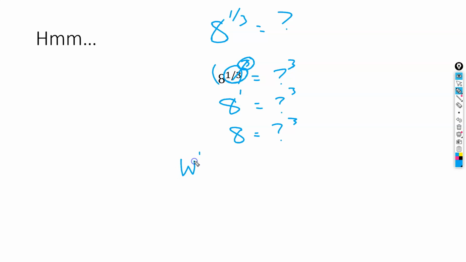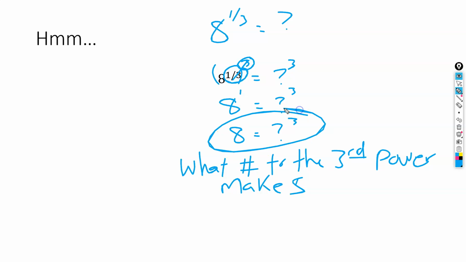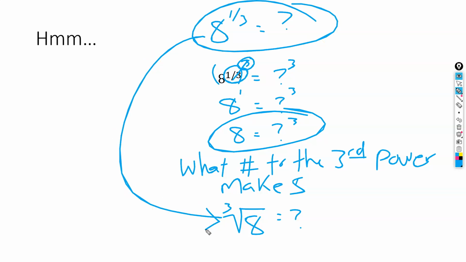So in other words, what number to the third power, or you could also say what number multiplied by itself 3 times makes 8? Well, we saw that earlier today, right? And the answer is 2. So another way you could think about this is you could say, oh, well, that number must be the cube root of 8. Okay, so instead of doing all this work every time, we're always going to jump straight from this step now to this step.